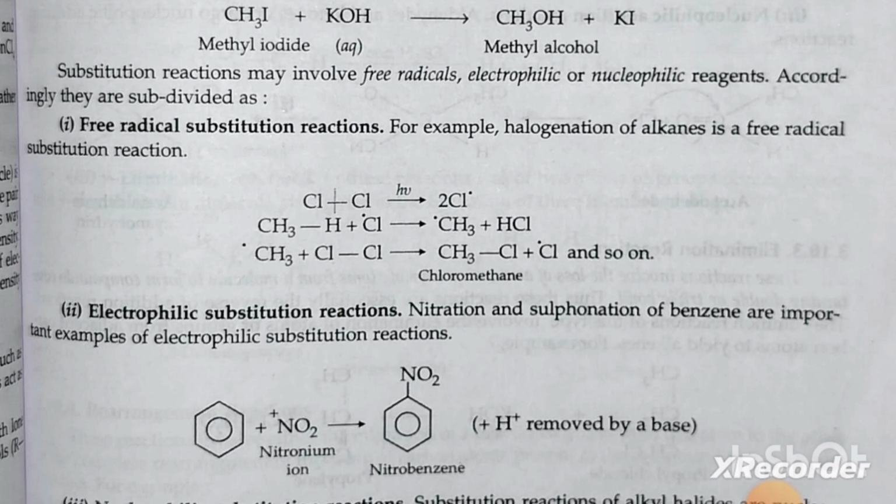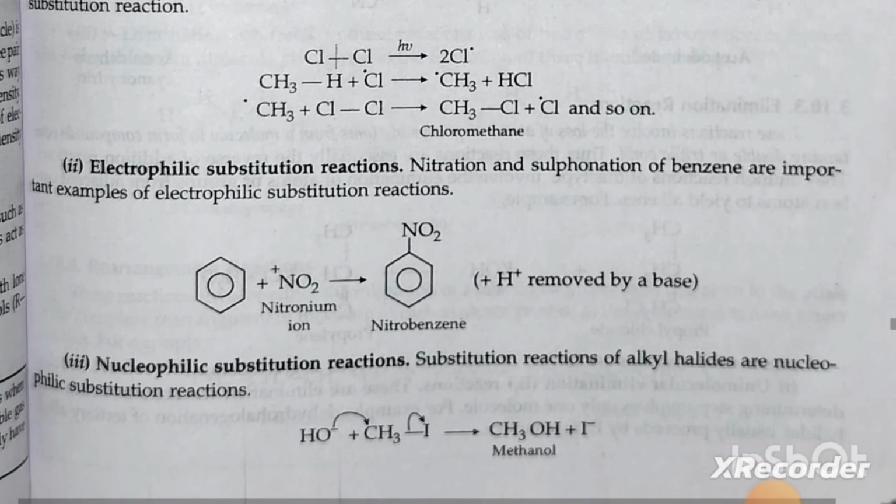Second, electrophilic substitution reaction. Nitration and sulfonation of benzene are important examples of electrophilic substitution reaction. Benzene plus nitronium ion gives rise to nitrobenzene plus H positive removed by a base.